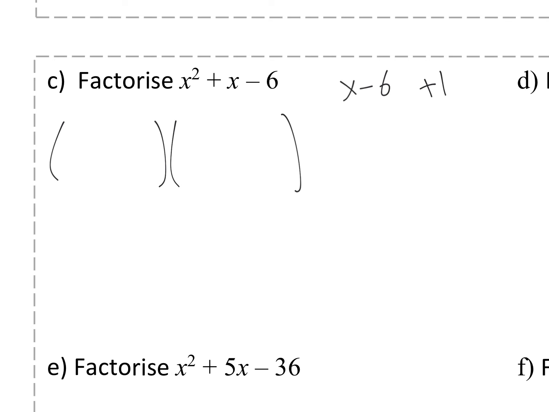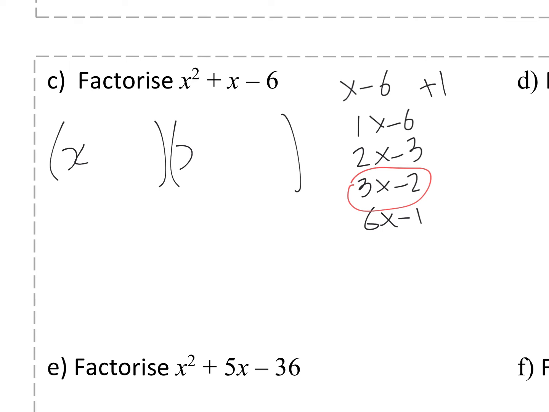So what are our combinations? We could have 1 times minus 6. We could have 2 times minus 3. We could have 3 times minus 2. And we could have 6 times minus 1. Which one of those adds to give positive 1? The answer is this one here. Do be very careful because quite often people would choose this one, but that adds to give negative 1. So be very careful when making your choice. So x and x is normal, and it would be plus 3 and minus 2.